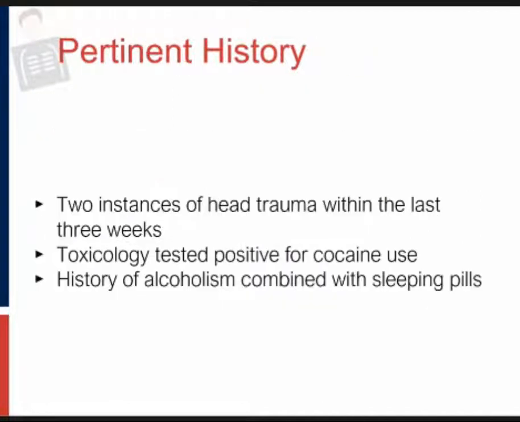Other pertinent history for the patient includes 2 instances of head trauma within the last 3 weeks, toxicology panel testing positive for cocaine use, and a known history of alcoholism combined with intake of sleeping pills. So, with this history in mind, they requested for our institution to give our interpretation on the MRI done during his last admission in the other hospital. So, what findings do we expect given this clinical history and pertinent history?